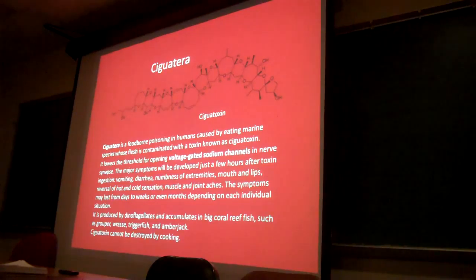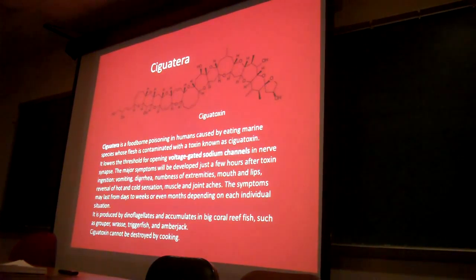It lowers the threshold for opening the voltage-gated sodium channels. Okay, you would think that would give you numbness, right? If you go from -70 to say -80 or -90, it takes more to get up to threshold, so it's not going to fire as well. So I would expect things like paralysis and numbness. The sensory nerves may not be working. But it does some weird things. It does some vomiting and diarrhea as well. But the mouth and lips numbness, that's exactly what I would have expected.